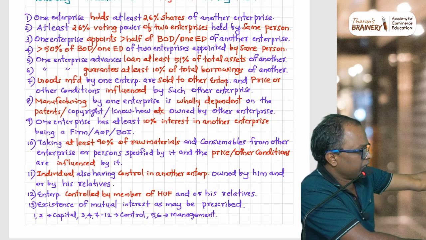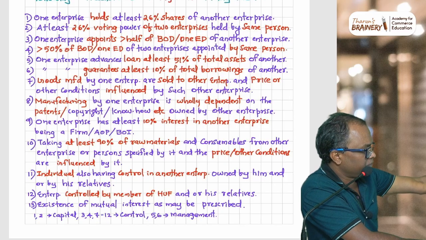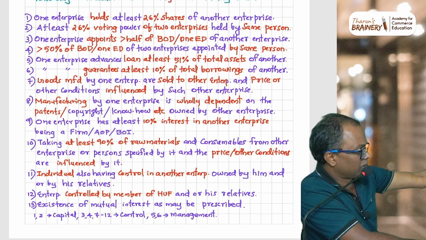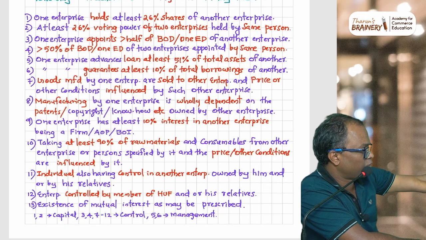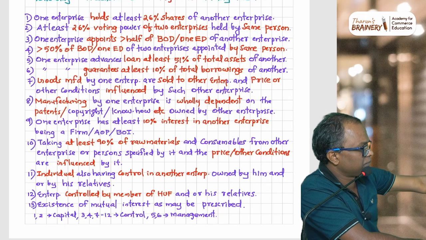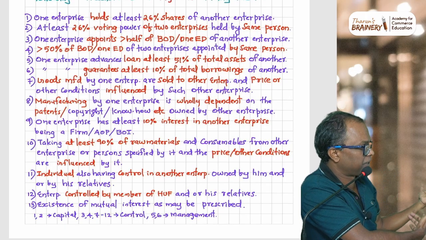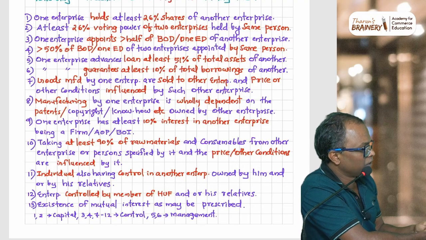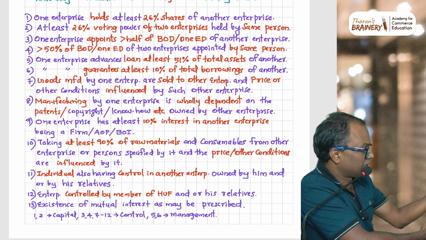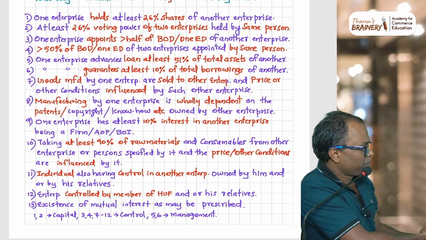And next one is, if it is a firm or AOP or BOI, not a company, we cannot apply the 26% criteria. The 26% criteria is only for shares. If it is not a company, but a firm, AOP, BOI, then at least 10% interest is held by another person. A third party has at least 10% interest. That may be any type of interest, maybe controlling interest or maybe profit sharing ratio, whatever it may be. At least 10% interest in another enterprise, they will be treated as AE.